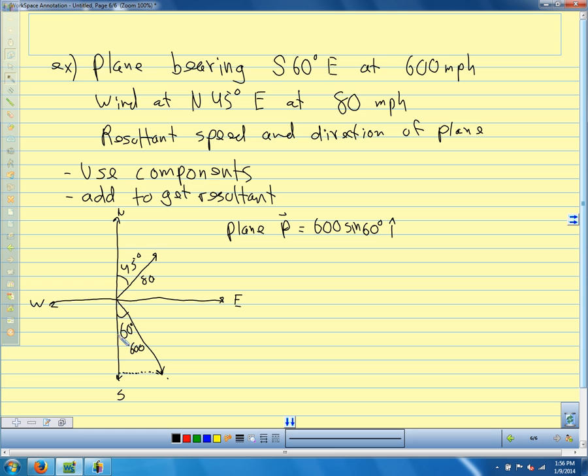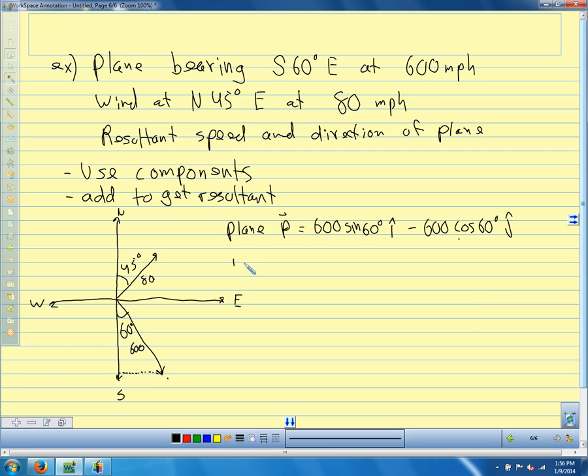And our y component, our vertical component, is it going to be positive or negative here? Negative, because we're flying towards the south. I'm going to put a minus. And how are we going to find this side of the triangle? 600 cosine 60. Perfect. There's our plane vector.